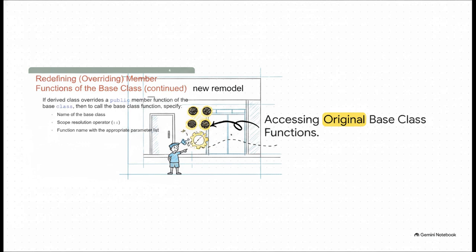But wait, what if you override a function to add some cool new behavior, but you still critically need the original blueprint's functionality to run first? Well, you use the scope resolution operator, that's the double colon, as your backdoor. By typing the base class name, a double colon, and then the function name, you're explicitly telling the compiler, hey, ignore my new remodel for a second, and just go run the original instructions.